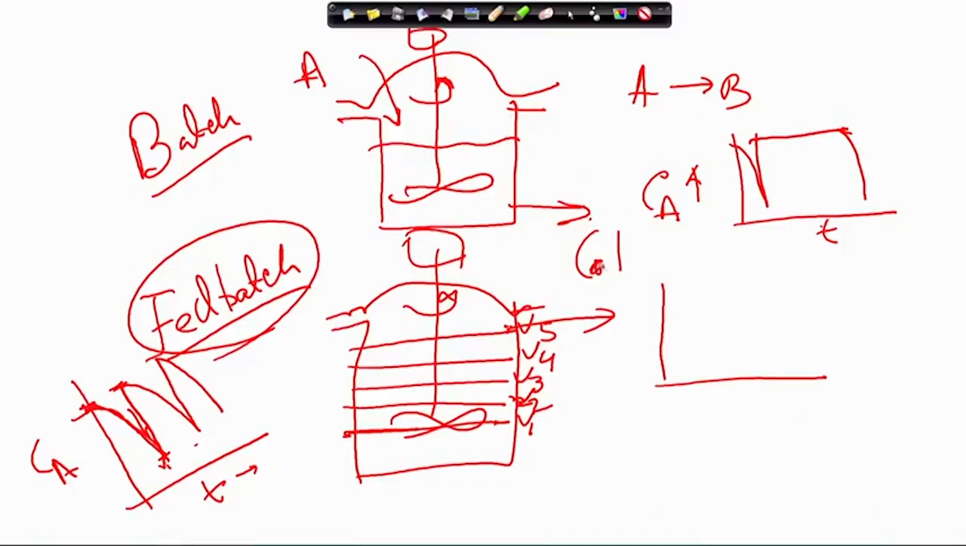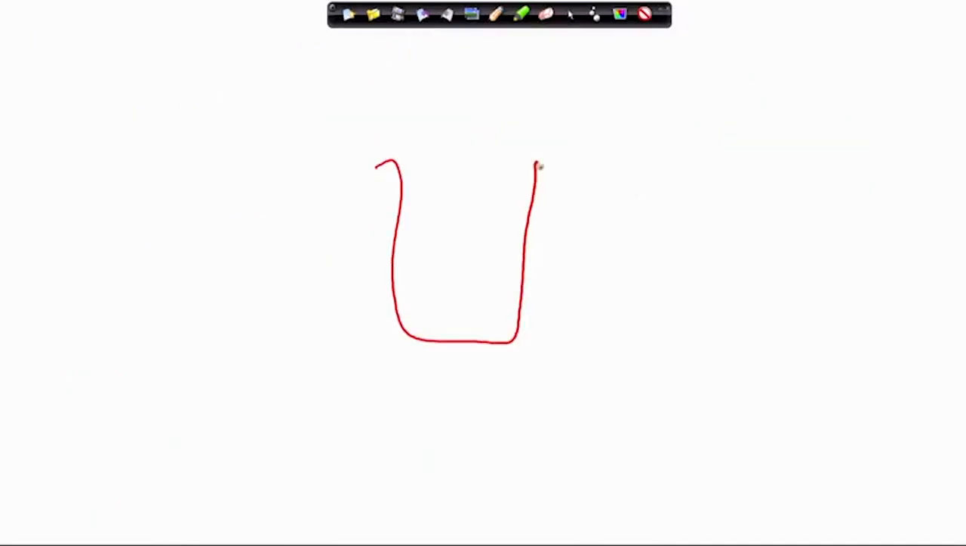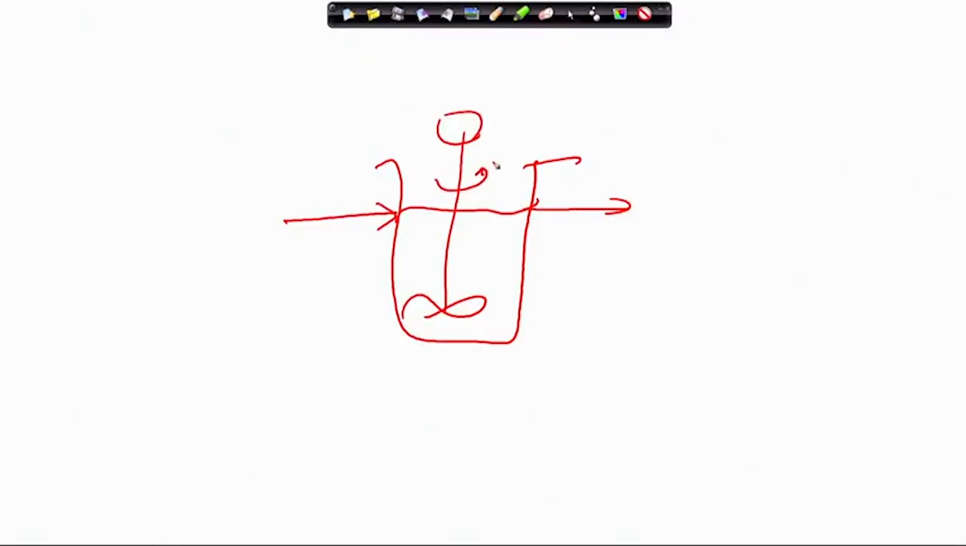Now another reactor, we have the continuous reactor. What do you mean by continuous reactor? Continuous reactor means, suppose this is the reactor that we have here, we have a stirrer. So there is a continuous inflow and continuous outflow. Now here I want to point out one typical thing, that whenever we operate any kind of continuous process, first, usually we operate in the batch mode.